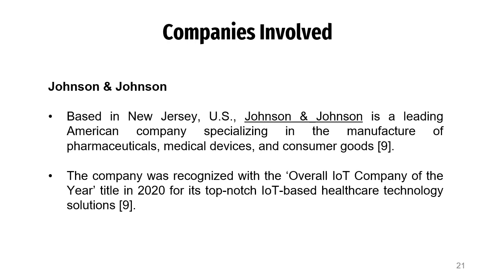J&J, based in New Jersey, United States. Johnson and Johnson is a leading American company specializing in the manufacture of pharmaceuticals, medical devices, and consumer goods. The company was recognized with the overall IoT Company of the Year title in 2020 for its top-notch IoT-based technology solution.